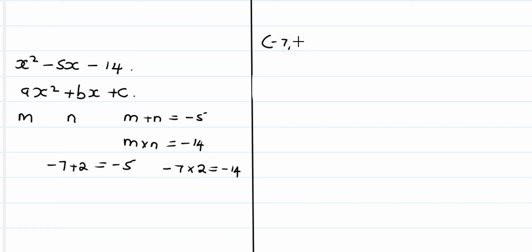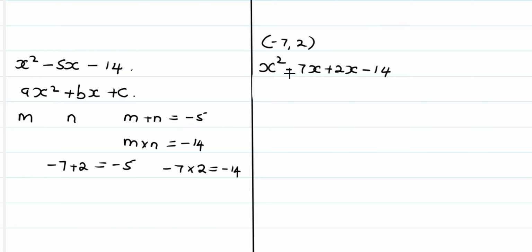Now that I have the two numbers, I just need to write the middle term, this 5x, in terms of these two values. So I start with x squared, which has no problem here. Then minus 7x plus 2x. Minus 7x plus 2x is minus 5x, which is this one. So I've not changed anything. I've just written this 5x in terms of our two numbers, which were negative 7 and 2. Then minus 14, this one.